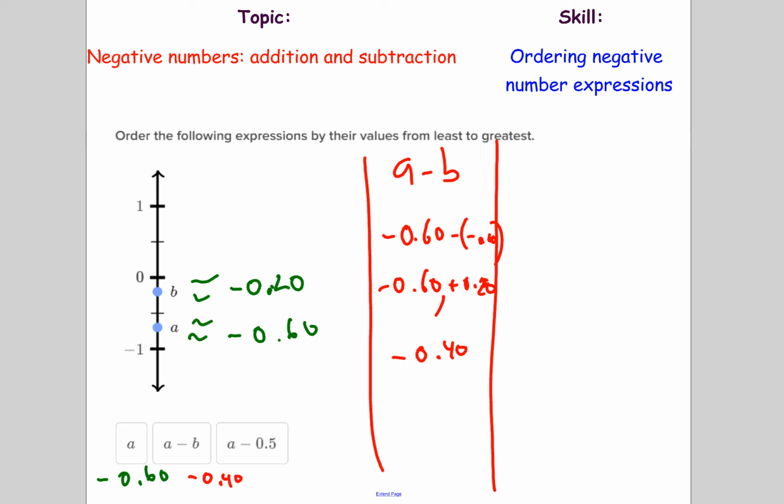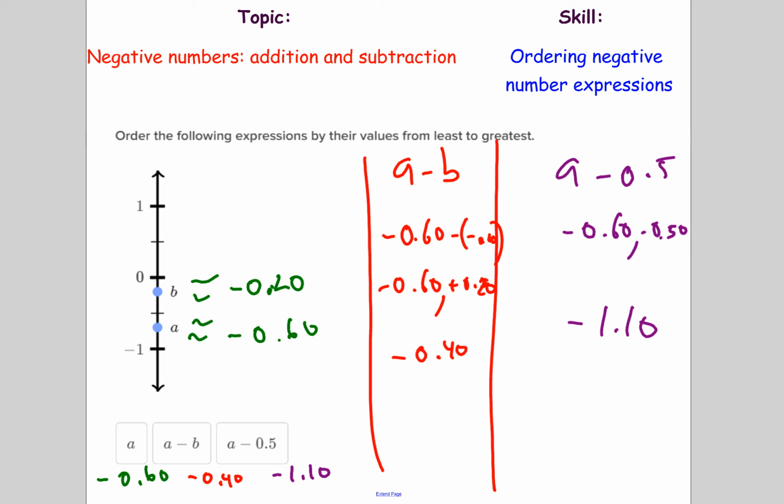In purple, let's do the last one. The last one is A minus 0.5. This one here. A is negative 0.60 minus 0.5. Well, those are two negatives, so negative 0.6 and negative 0.5 would make negative 1.10. Right? So that's negative 1.10.